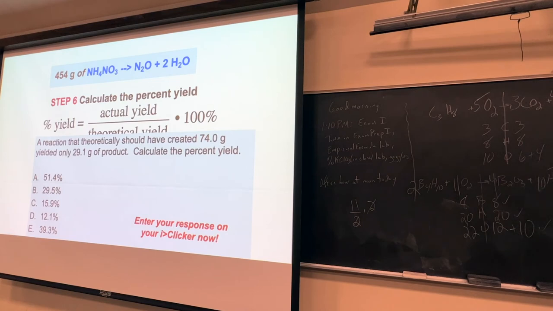So here's just a reaction you can think about. Here's a reaction that theoretically should have made 74 grams, but it actually only created 29.1 grams. And you can see my focus on theoretical and actual. So percent yield is going to be the actual amount that you got out divided by the theoretical amount that you should have gotten out, times 100%. So if you want to do this math, and you don't have to, it would be the actual 29.1 divided by the theoretical 74.0 times 100%, and it comes out to be answer E, about 39.3%.